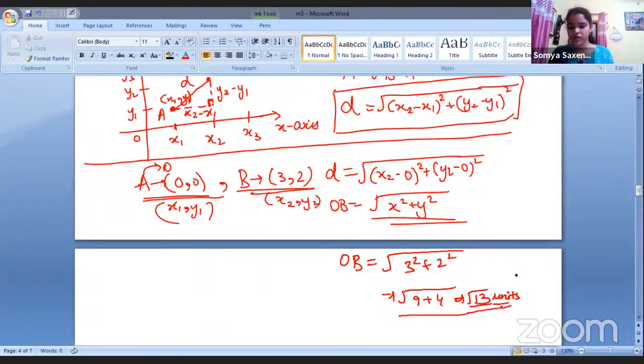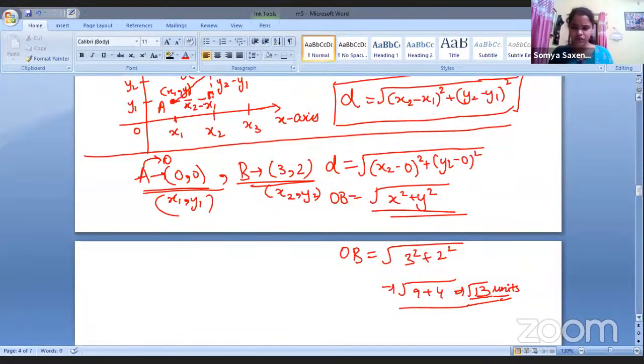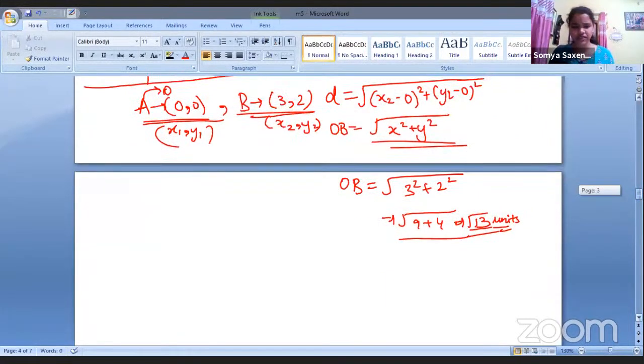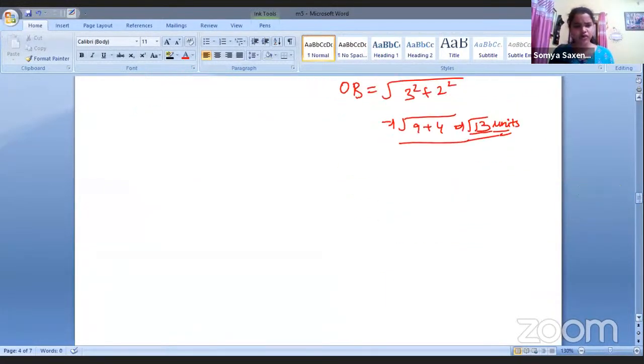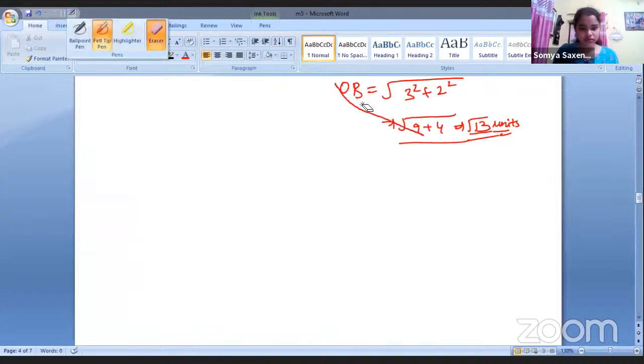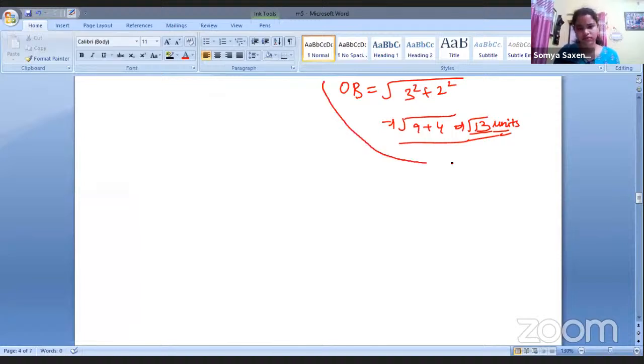Okay, so I suppose this will be clear because there is nothing difficult here. So let us move forward. So this was the distance formula and one special case of the distance formula.